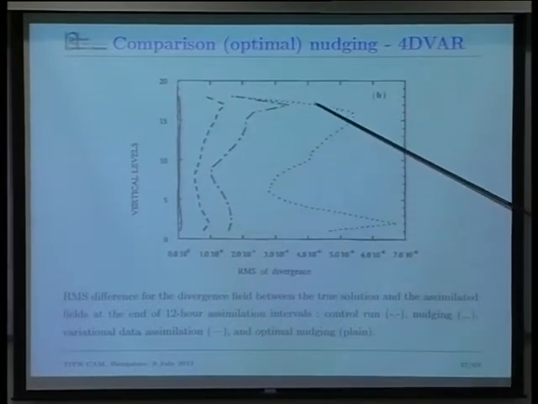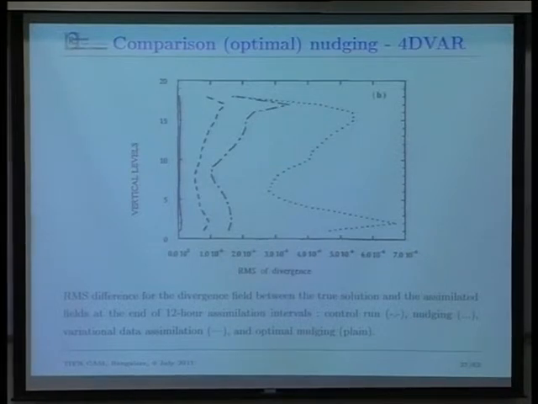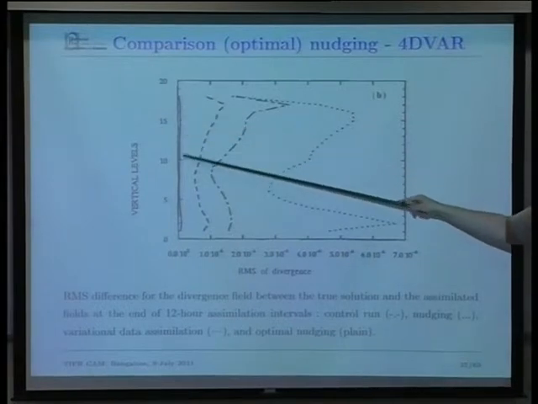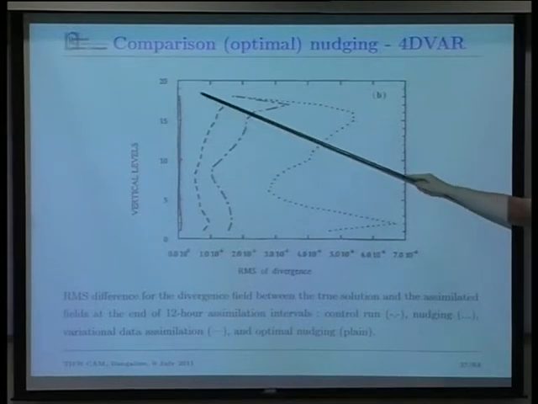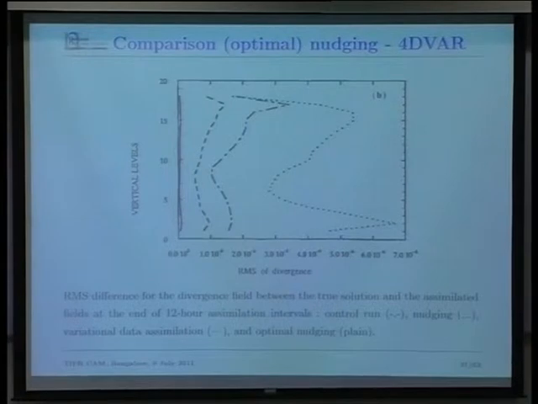You can see that the standard nudging gives quite bad results, probably because the estimation of K was not very good. The 4DVar is there, and the optimized nudging is there. I should mention that they did that without observation error. So that's why you get the best possible solution. You are close to the observations, which are exactly on the true state solution.